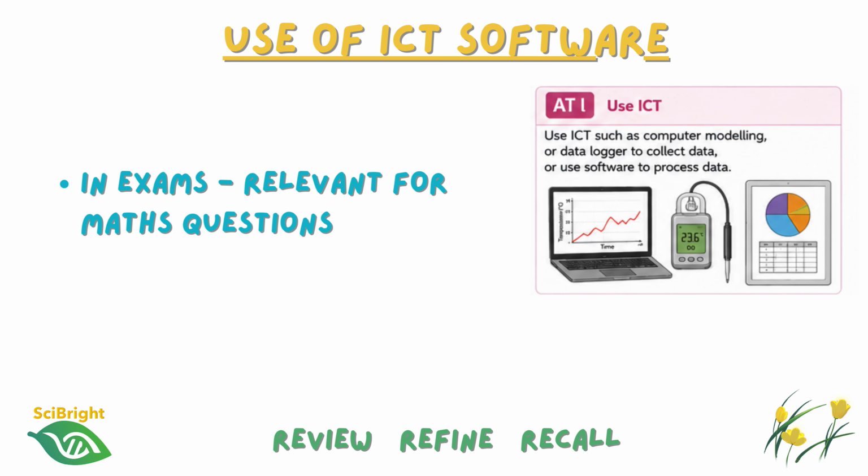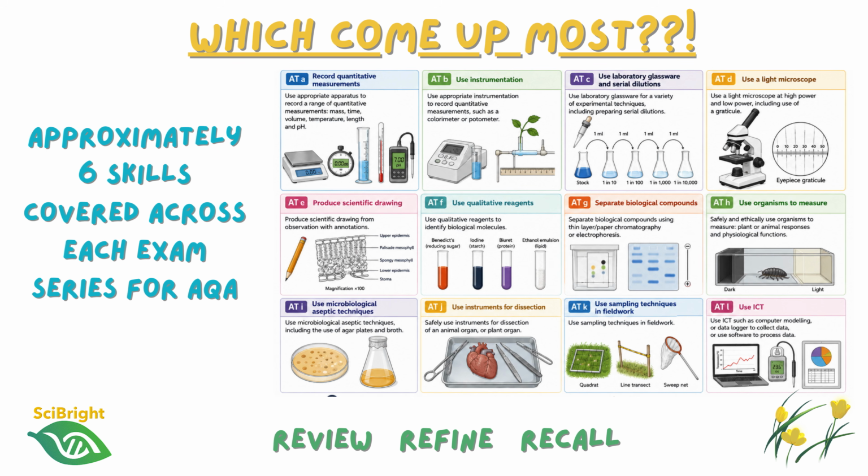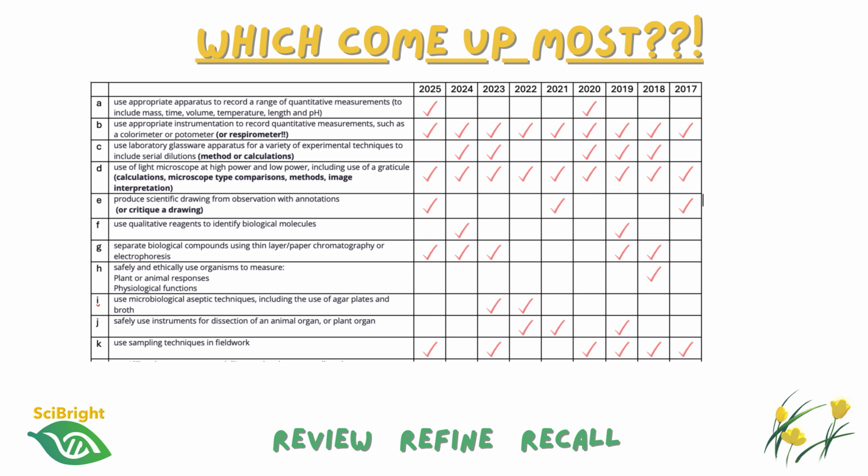really count. Now, when I say typically 6 of these 12 skills come up across the exams, I didn't include using a calculator as one of these 6. 10% of marks is maths, so of course this one comes up. That means 6 of the other 11 typically come up across the 3 exam papers in either short or longer answer questions. So, which of these techniques come up the most? Here is my analysis of the last 9 years' papers for AQA.